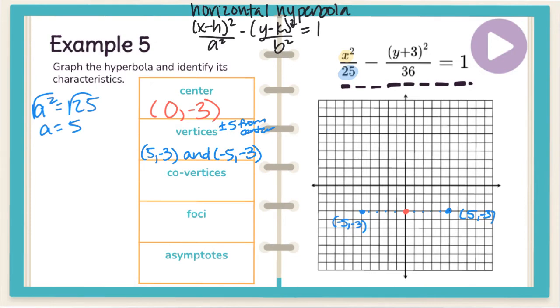So now we need to find our co-vertices, and we just use b to find that. So b squared equals 36, square root both sides to get b equals 6. So it's going to be 6 up and 6 down. So that would give us (0, 3), and (0, -9).